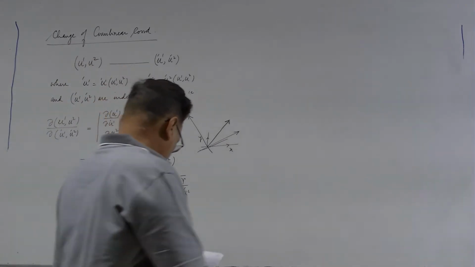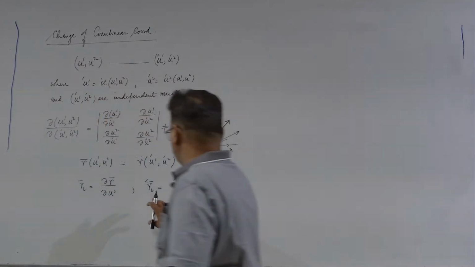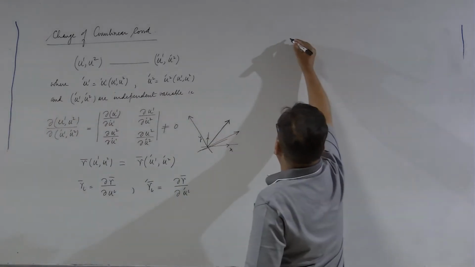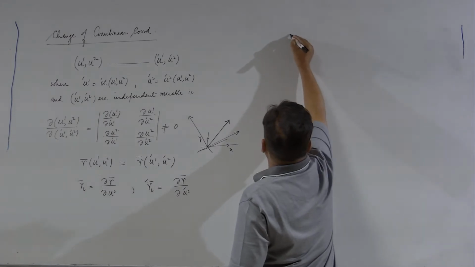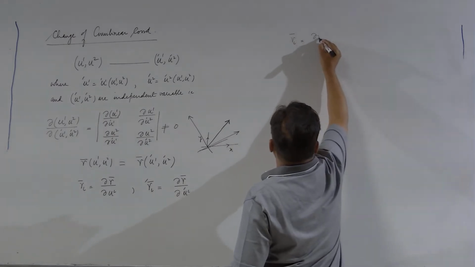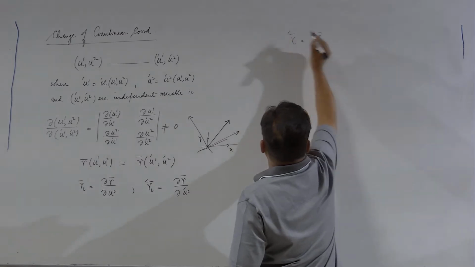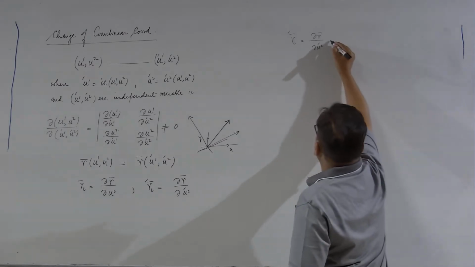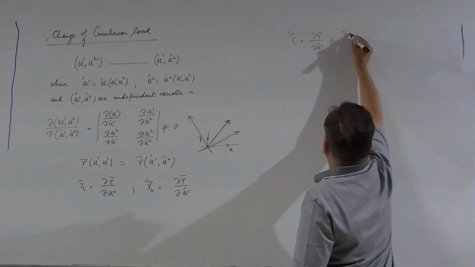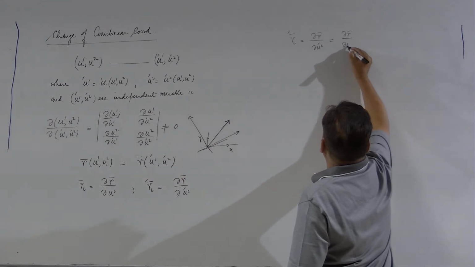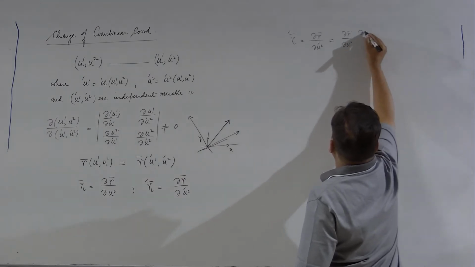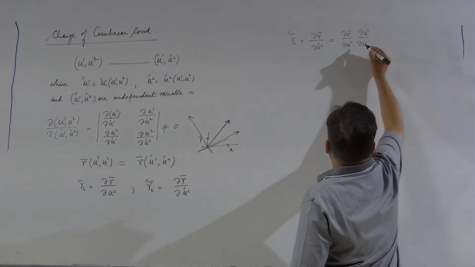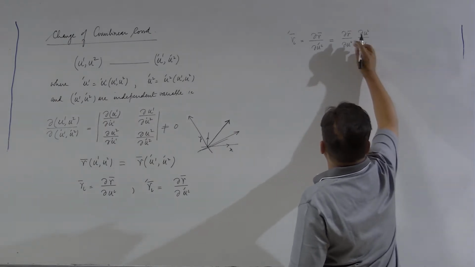Okay. Now, let us see what is the relationship between r_i dash and r_i first. So, r_i dash, as I told you, is del r over del u_i dash. This I will rewrite as del r upon del u_i into del u_i upon del u_i dash, or okay, you can call it j.